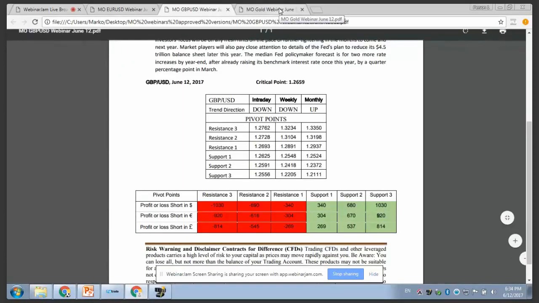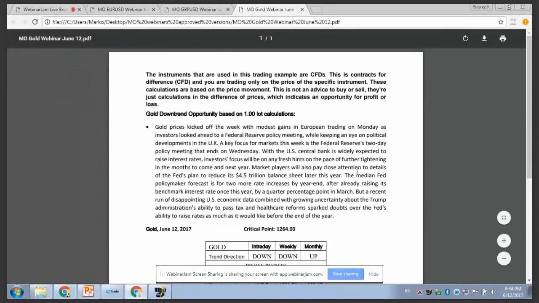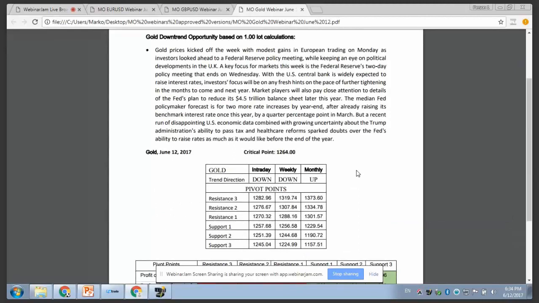And the last market opportunity trading idea is on gold. Orientation is pretty much the same. Our analysts see the intraday and weekly trends for sell, actually downtrend. The critical point for entering in position is $1,264 per ounce, and resistance one is 1,270 at intraday level, and 1,288 at weekly level, with support lines. Support line 1 in intraday is 1257.68 and 1256.58 in the weekly level.